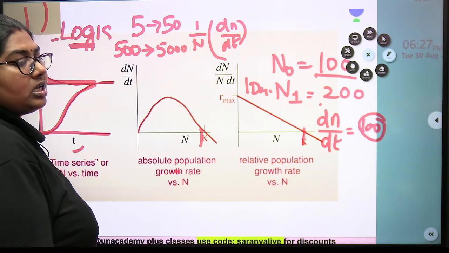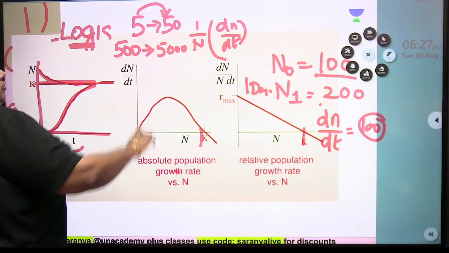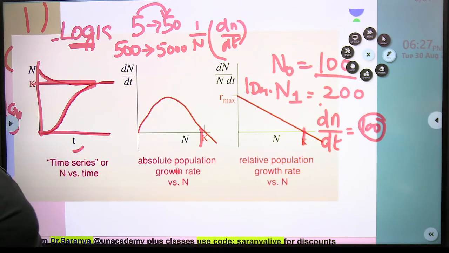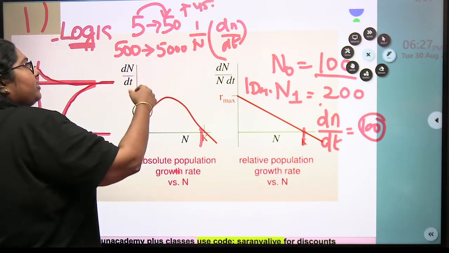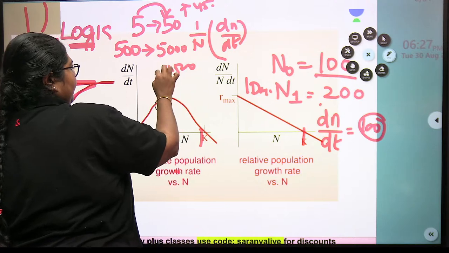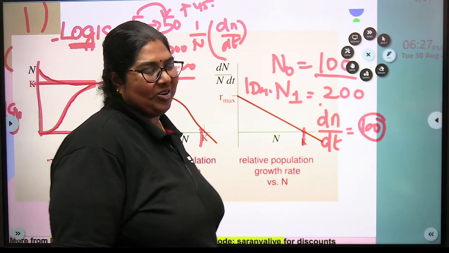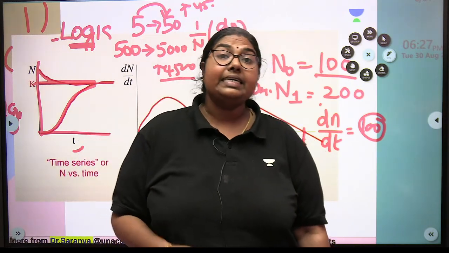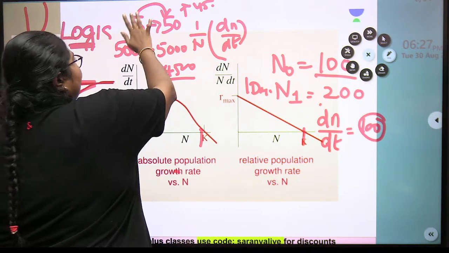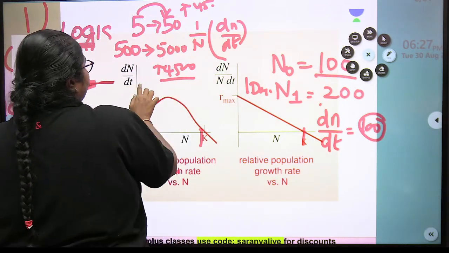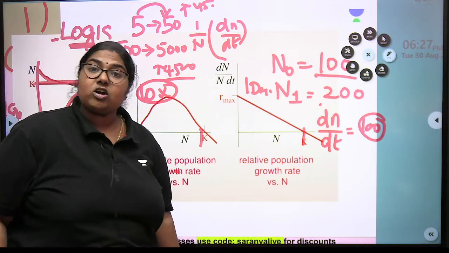Should I tell that this is increasing from 5 to 50? If I calculate the difference, it has increased by 45. In the other case, the difference is an increase of 4500. But is it a correct way of interpreting? No. You should check only the number of folds. The fold is the same. It is expanding by 10 times. That is the constant.